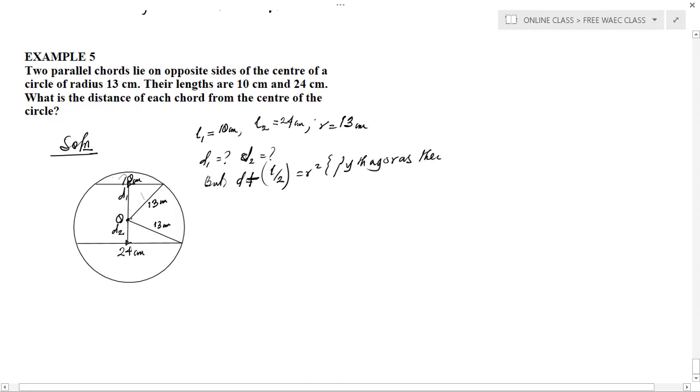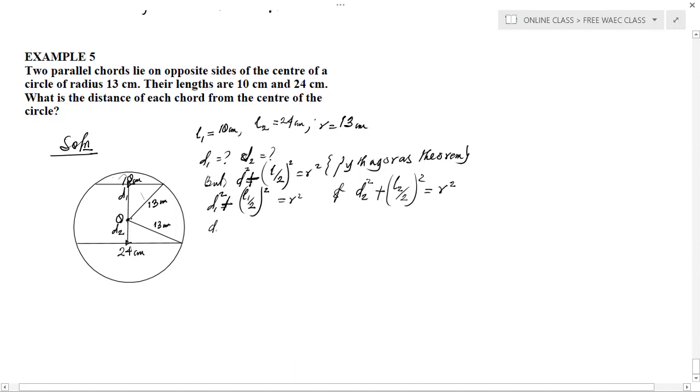By now you should have committed this one into your memory. So D1 squared plus (L1 over 2) squared equals R squared, and also D2 squared plus (L2 over 2) squared equals R squared. Pythagoras theorem is working here.